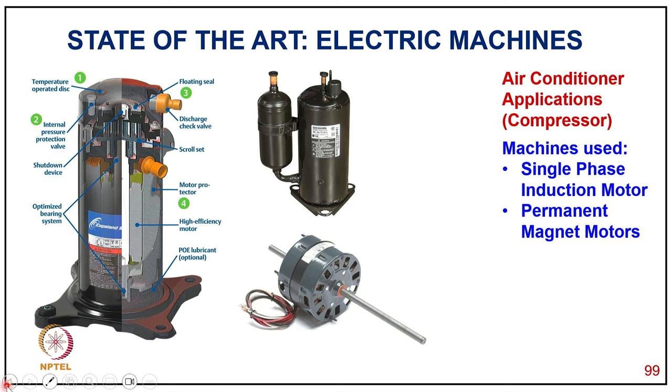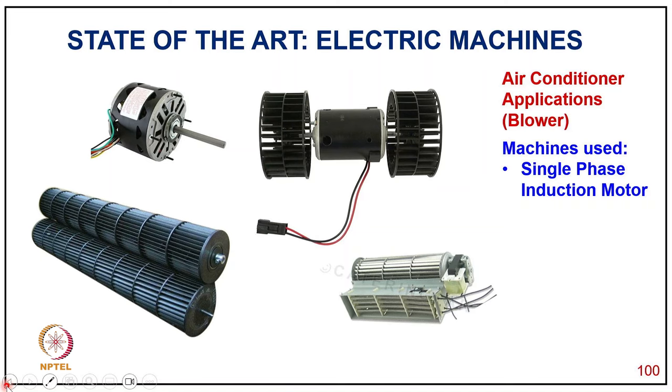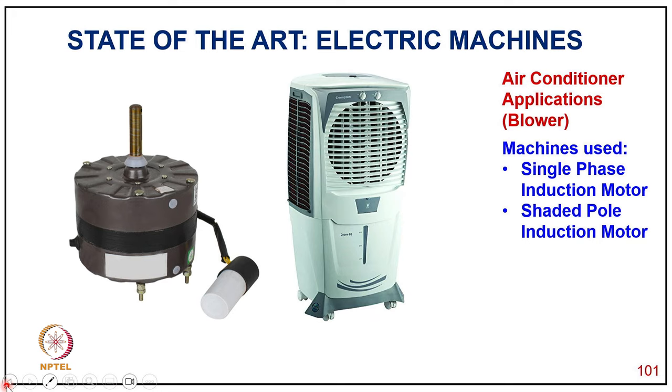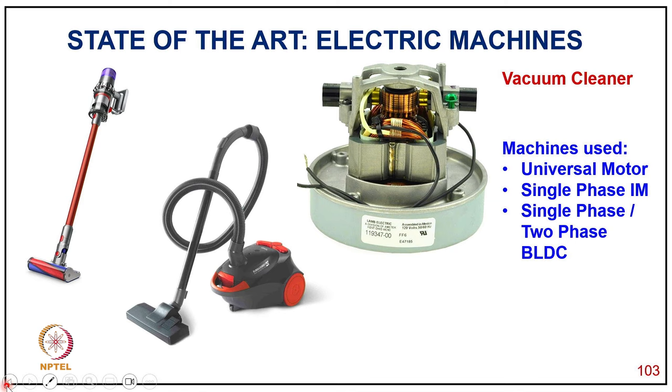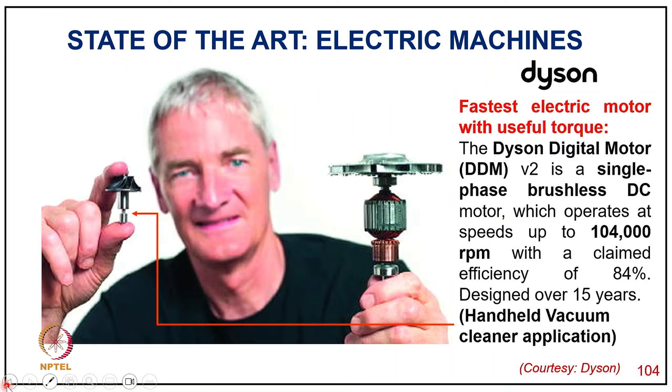Then we have air conditioner applications, with compressors using single phase induction motors as well as permanent magnet synchronous motors. Another is the blower of the air conditioner, where we use single phase induction motors and shaded pole induction motors. Then in the refrigerator, the compressor uses a single phase induction motor, and now permanent magnet brushless DC motors are also used for energy conservation. Then for other applications like the vacuum cleaner, we use the universal motor. Now we have started using VFD with the induction motor as well as permanent magnet brushless DC motors.